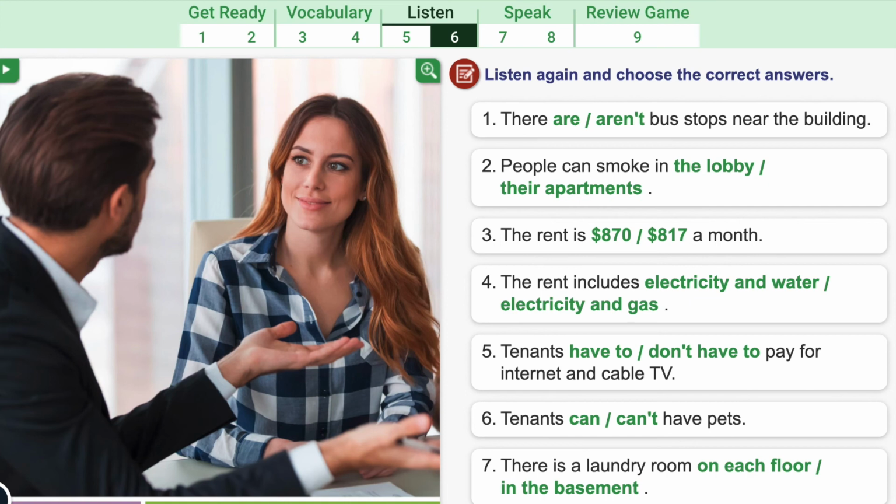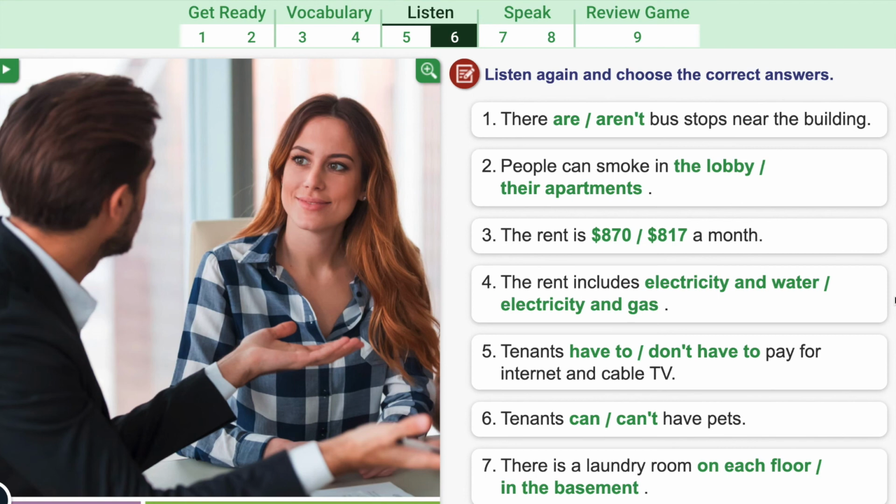Now I have a question about laundry. Does each apartment come with a washer and dryer? No, but there's a laundry room in the basement. That's convenient. One more question. How big is the apartment you're taking me to see? It's 850 square feet. Great. You've answered all my questions. Okay, then let's go see the apartment.